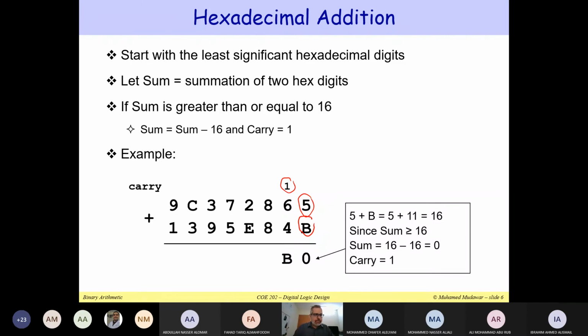How about 8 plus 8? 0 and carry 1. Exactly, 0 and the carry, because we have reached 16. So we say 16 minus 16 is 0 and there is a carry. Now, how about 1 plus 2 plus E? It is actually 1 plus 2 is a 3. E is 14. So we get 17. So therefore, 17 minus 16, we get the sum is equal to 1 and there is a carry.